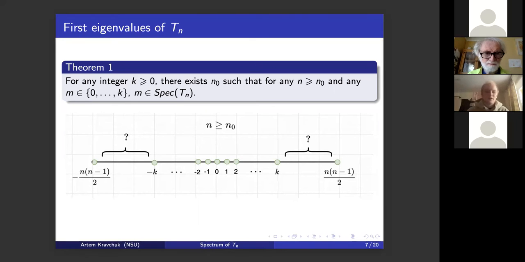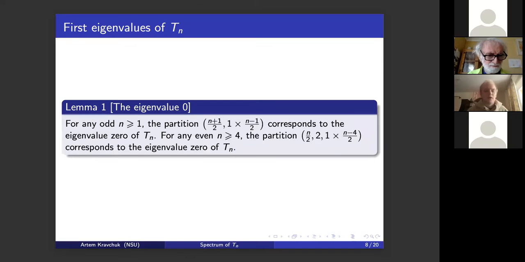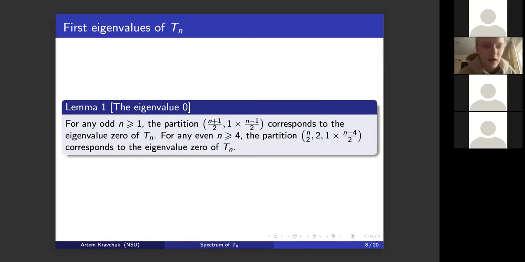But before proving this theorem, we need to prove some technical lemmas. Lemma 1 is about eigenvalue 0: for any odd n at least 1, the next partition corresponds to the eigenvalue 0 of the transposition graph. The partition is (n plus 1) over 2, and 1 repeats (n minus 1) over 2 times. And for any even n at least 4, the next partition corresponds to the eigenvalue 0 of the transposition graph. So we can take from this lemma that if we choose some big n, then 0 lies in the spectrum of Tn, n at least 4.